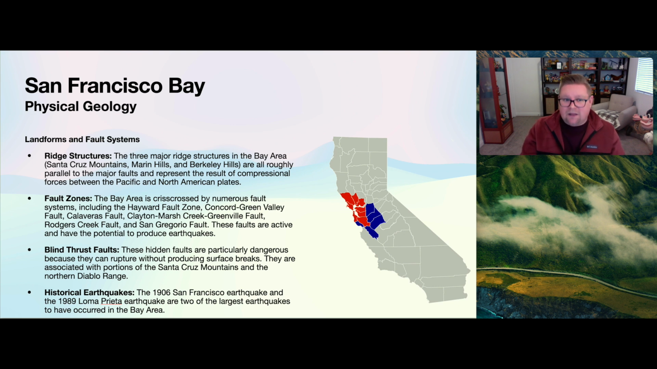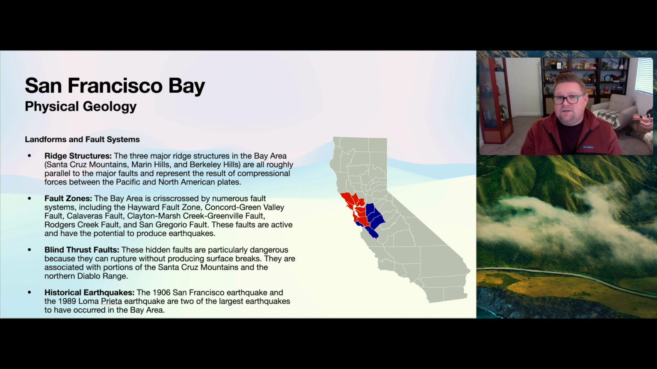There's a thing called a blind thrust fault. These are hidden faults that are particularly dangerous because they can rupture without producing superficial breaks. They are associated with portions of the Santa Cruz Mountains and the northern Diablo Range, which is where the Diablo winds used to come from. Like we have the Santa Anas, there was the Diablo Range for the Diablo winds.